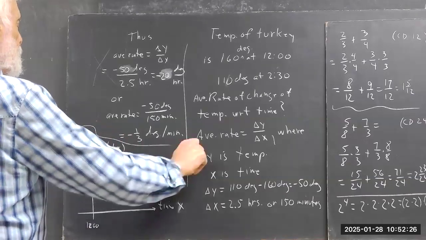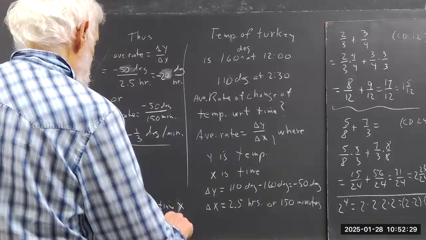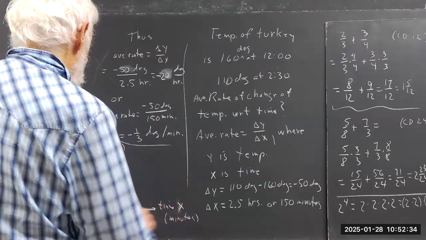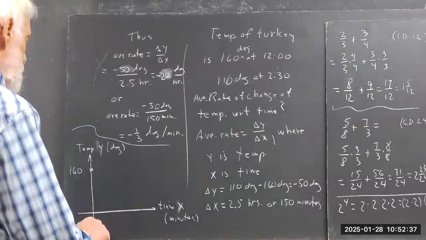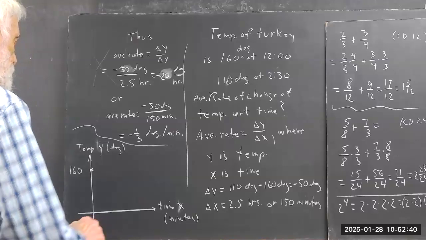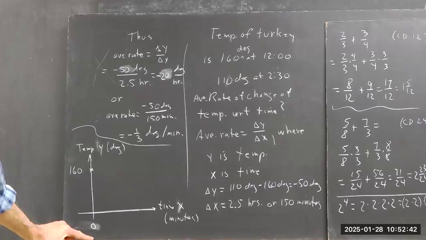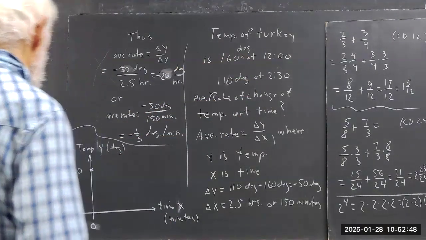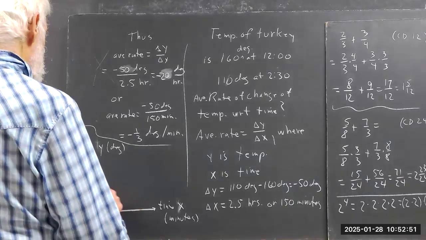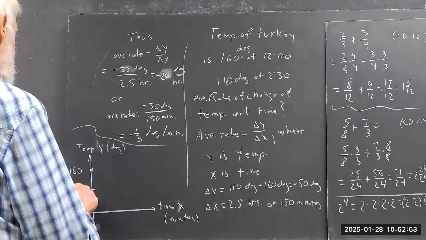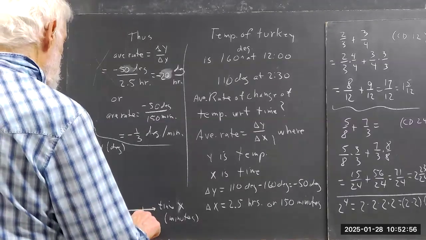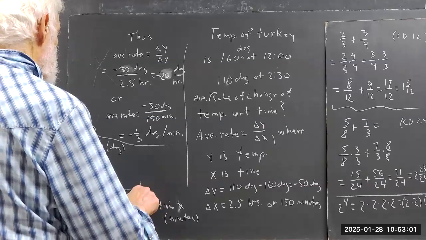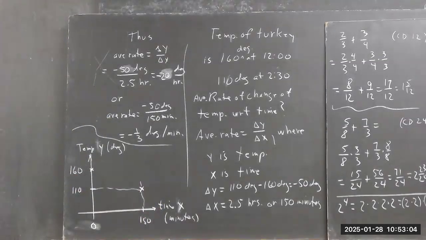Now put the degrees here on the y-axis, and actually I'm going to put minutes here so I don't have to worry about times. So I'm going to say this is at 0 minutes. And we declare that 0 minutes occurs at 12 o'clock. Then we know that the temperature is 110. The time is 150 minutes. That gives us 2 points on the graph.